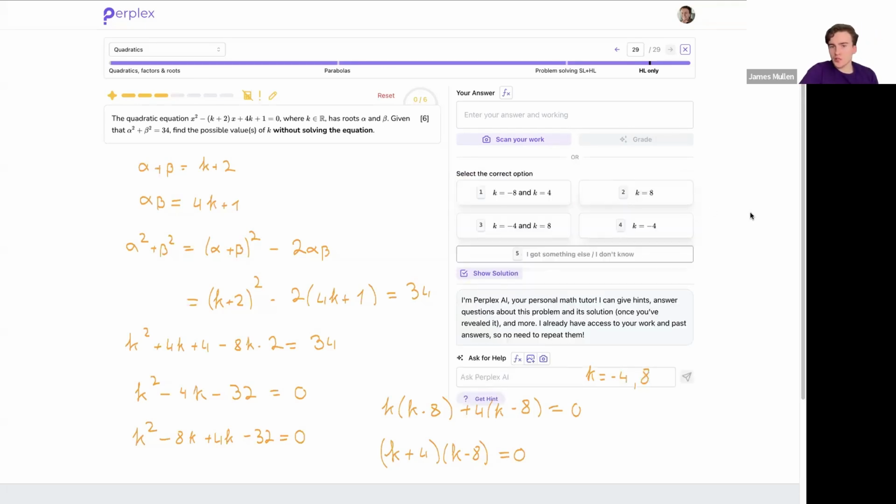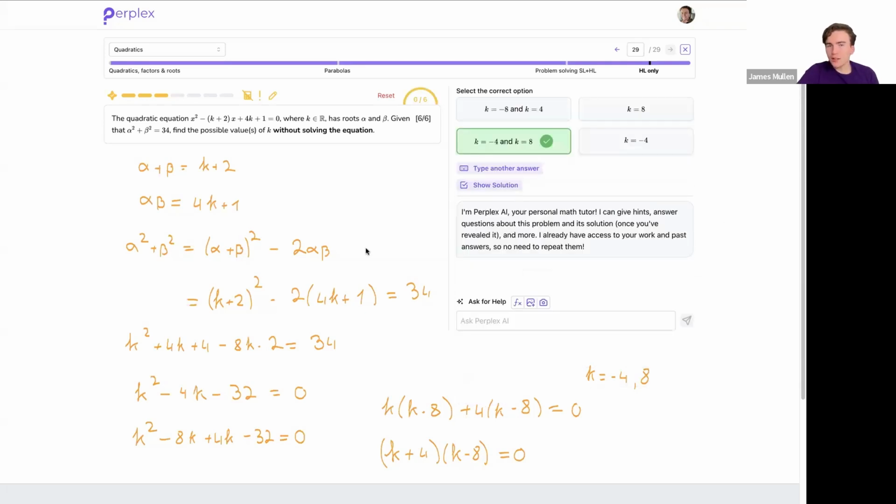So let's see our multiple choice options. We should have negative 4 and positive 8. Here we go. Well done.